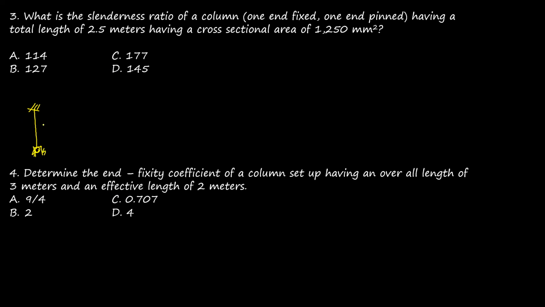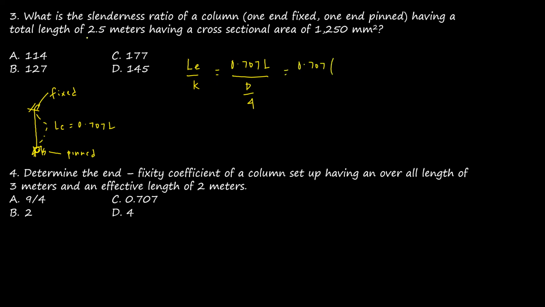Okay, so we have the second type earlier, which is the same as this one: one end fixed and one end is pinned or rounded. So the effective length there, we all know that the effective length is 0.707 of the total length, and we are looking for the slenderness ratio, which is equivalent to effective length over K. And we have already the effective length, which is 0.707 of the total length over K, which, we all know that K is D over 4 for a regular circular cross-sectional area. And 0.707 times the total length of 2.5 meters.